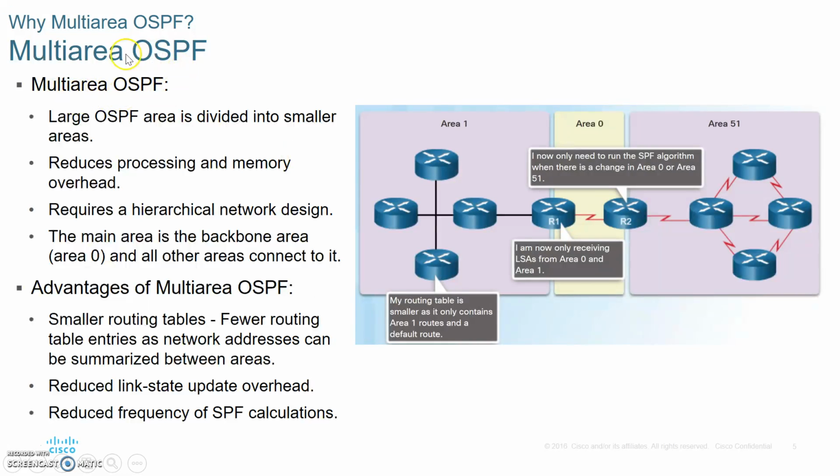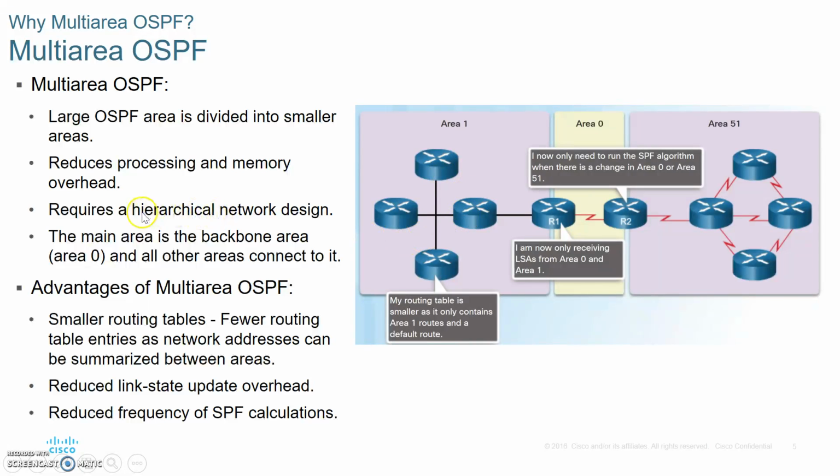With Multi-Area OSPF, we divide a large routing network into smaller areas. So a large OSPF area is divided into smaller areas. With smaller areas, it helps to reduce the processing and memory requirements of each router. Each router will only need to take care of its own area. Things that are happening in other areas will not affect your own area. So with a reduced area, it helps to reduce the processing requirement and the memory overhead of each router.